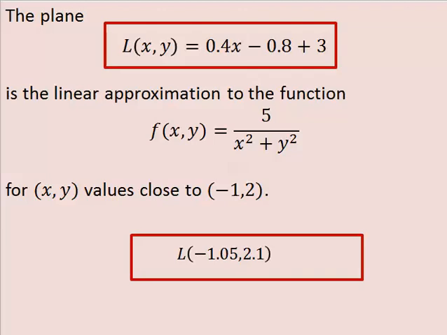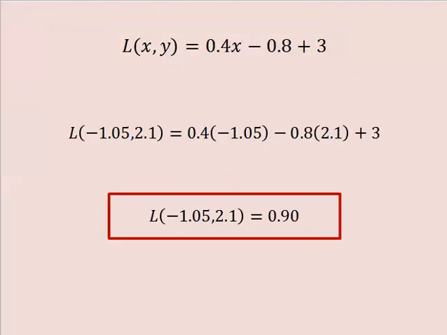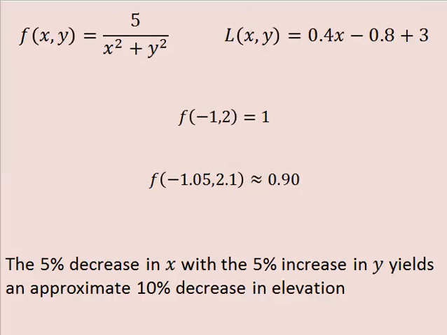Use the linear approximation to find the approximate value of f at this point. And check your work. The 5% decrease in x with the 5% increase in y yields an approximate 10% decrease in elevation.